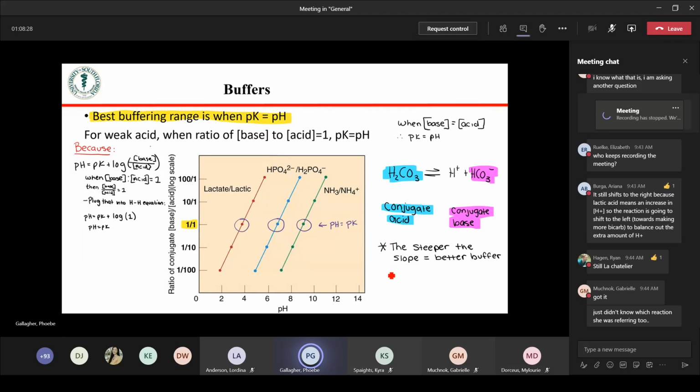So another thing to note about this is that if you had a buffer that has this kind of sloped line, you see that with a smaller change in the ratios, you're going to have a larger change in the pH, right? So that's pretty much indicating that a buffer in this red line would be a weaker buffer than this other red line, right? Because a steeper slope will indicate a smaller change in the pH with a larger change in the ratio of acid to base. So keep this in mind as well. She may ask about it.